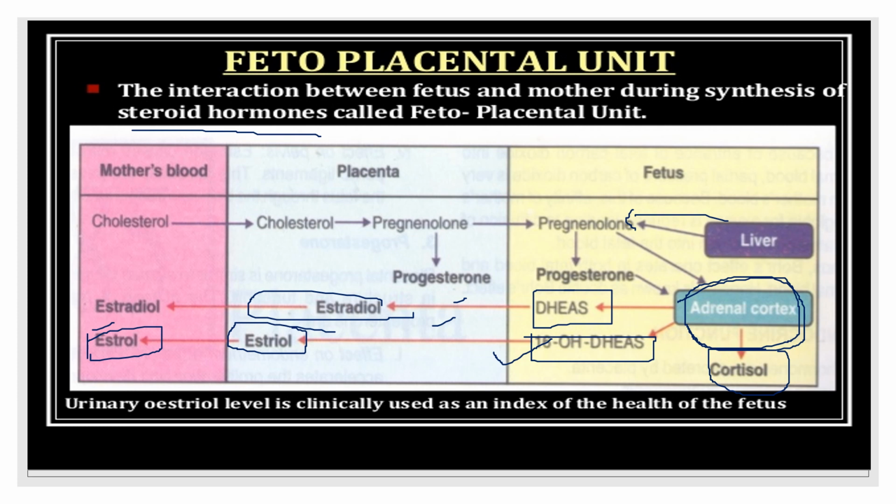If the fetoplacental unit is performing well, that means that the DHEA and 16-hydroxy DHEA are generating in good amount. So 16-hydroxy DHEA will form estriol, and this is the predominant one. So the estriol in the urine of the mother will give an indication of the well-being of the fetus. So this is a very important concept.